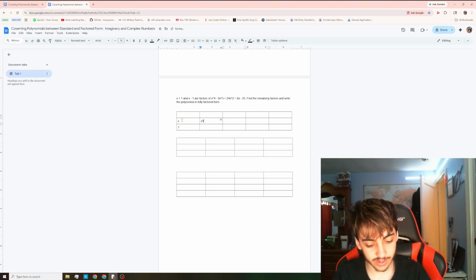So we need our x to the fourth, which means we're going to divide that by x. It's going to be x to the third. And that's just going to be x to the third up here. So then we got x to the third. We need negative 8x to the third, so we need negative 9x to the third. And then that divided by x is going to be negative 9x squared. And that's just going to come down here because it's just 1.